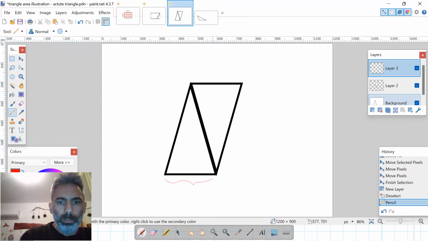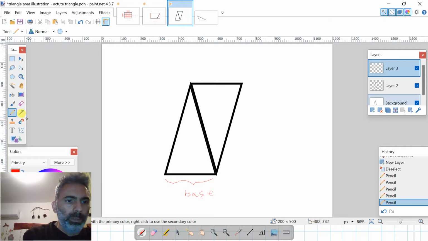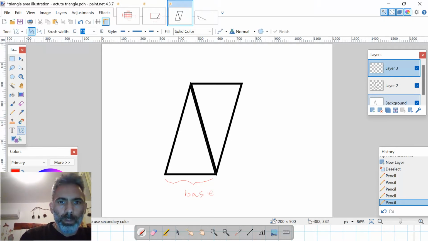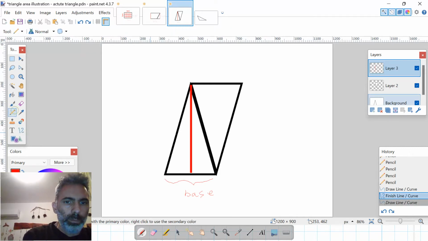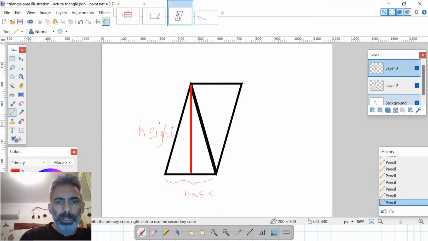we multiply the base times the height. Okay, so I have base times height. So that is the area of the parallelogram.